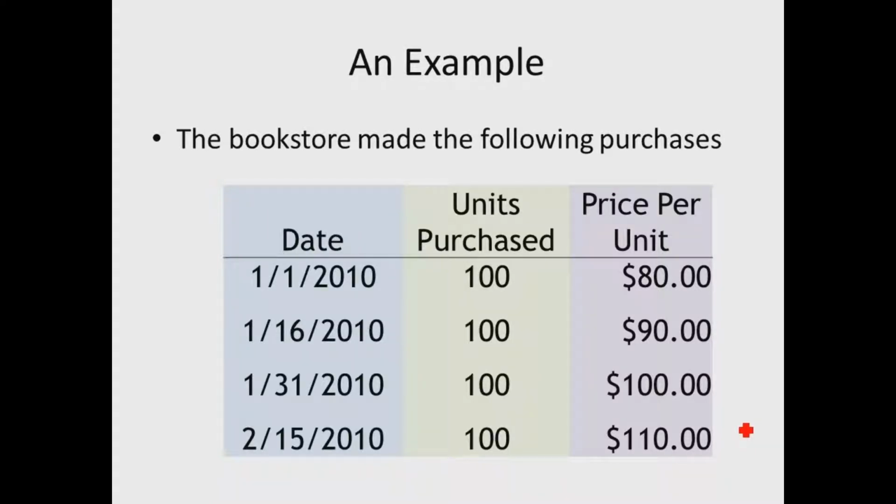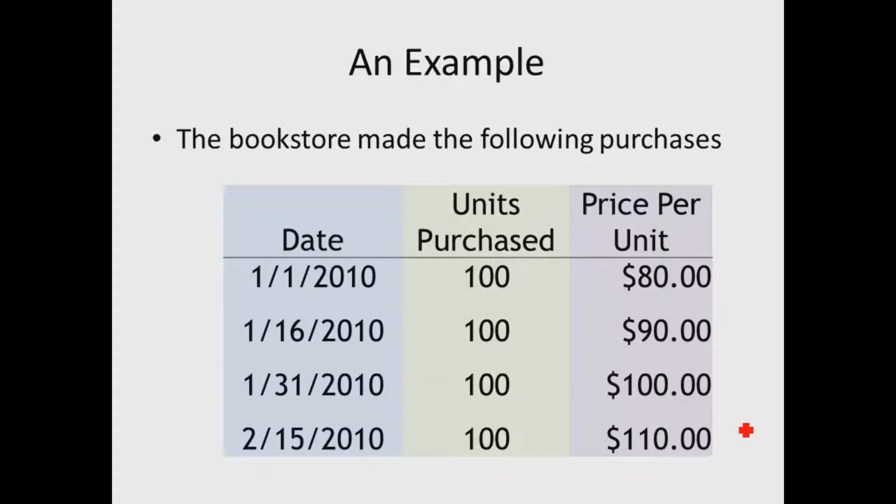Now, why does it matter that the prices have changed? Let's say between the 1st and the end of February, the bookstore sells all 400 books. Then we don't really care, because this is how we know exactly what our cost of goods sold is. It's all the books that we bought.